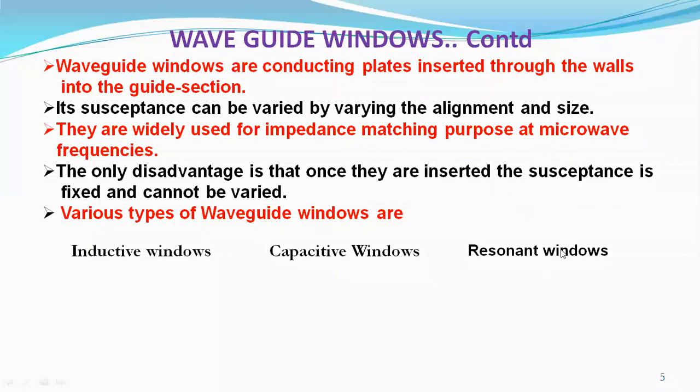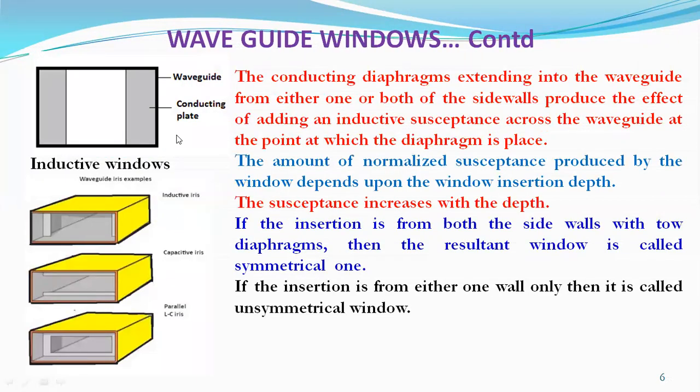The resonant window means it will create both the inductance effect and the capacitance effect. Okay, now see one by one. Now see this window. This is the inductive window. Now see, these are the lines. Here the plates are on the vertical side. These are parallel to the electric field lines, which are vertical in the rectangular waveguide.